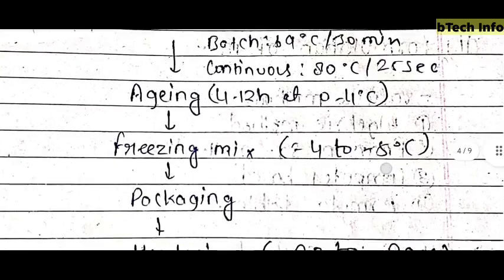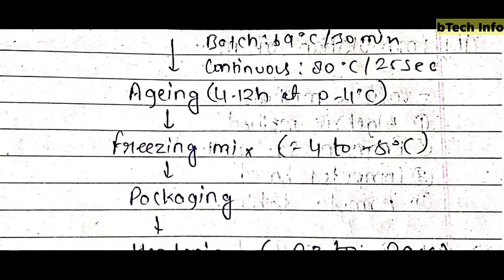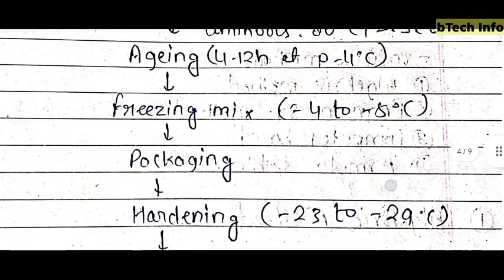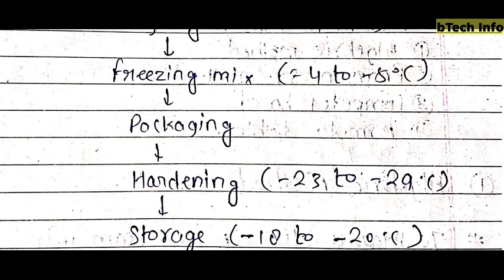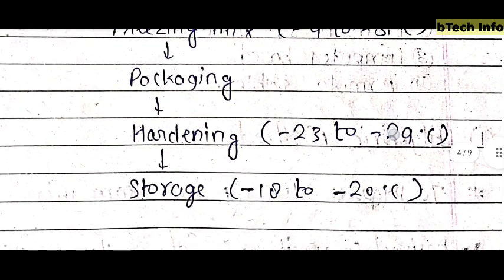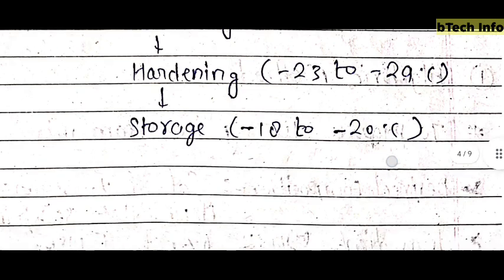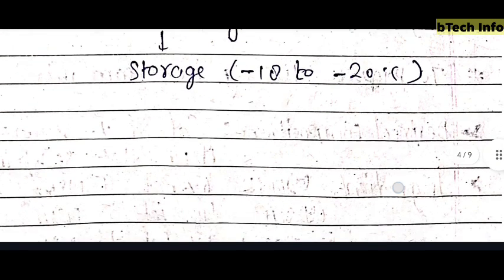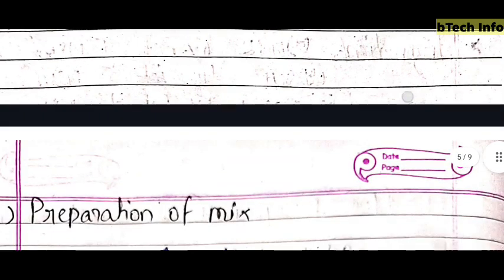After the pasteurization, we do the aging of about 4 to 12 hours at 0 to 4 degrees Celsius. After the aging, we do the freezing of the mix at -4 to -5 degrees Celsius. Then we do the packing. After the packing, it is sent to the hardening tunnel for several hours at -23 to -29 degrees Celsius. After the hardening, we do the storage at -18 to -20 degrees Celsius.